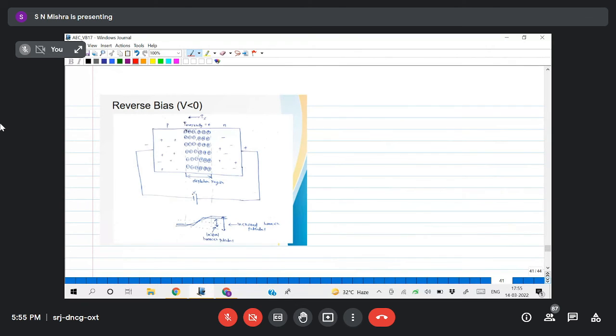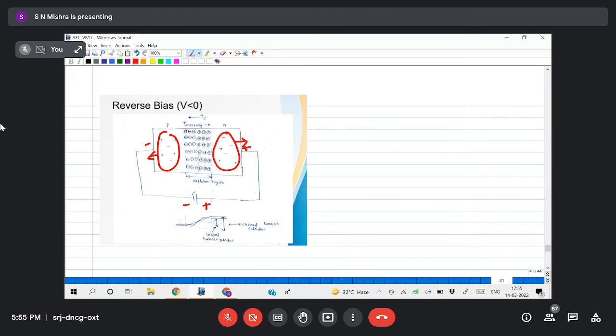Now when we reverse bias the diode, that means the P side is connected to lower potential and the N side is connected to higher potential. So what will happen here? Just the opposite: the depletion region increases, because whatever holes are present will be attracted towards the negative terminal, and the electrons which are present will be attracted toward the applied potential.